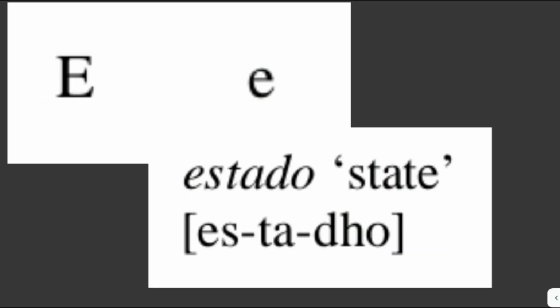The next letter in the Spanish alphabet is E. So E is pronounced as E, as in English, enter, let, said. Say for example, estado, estado, which means state. The next letter is F, F, as in fan, raffle, wife. So in Spanish, it is pronounced as F. For example, falso, falso, which means false.